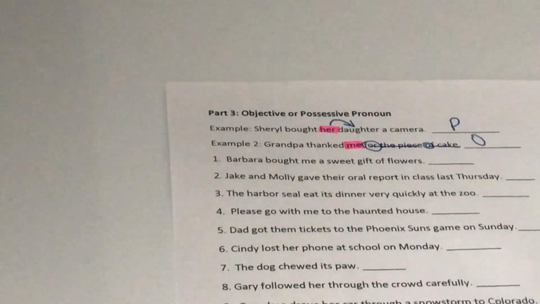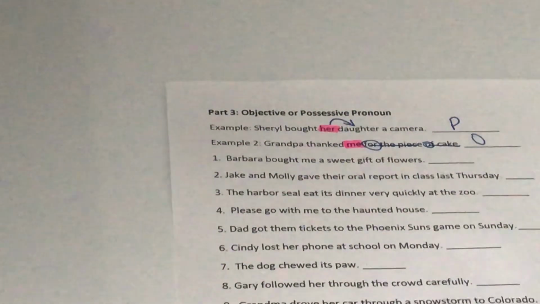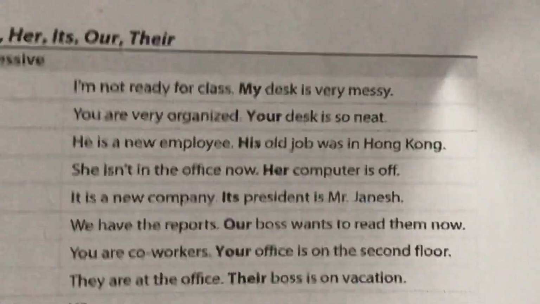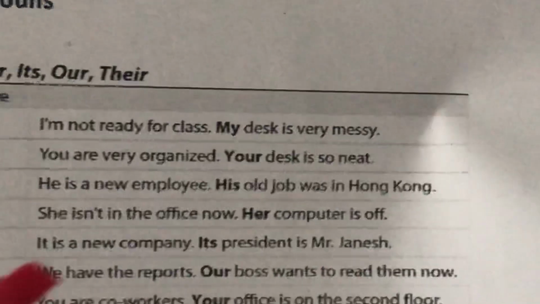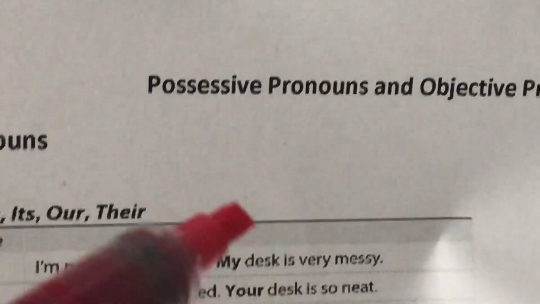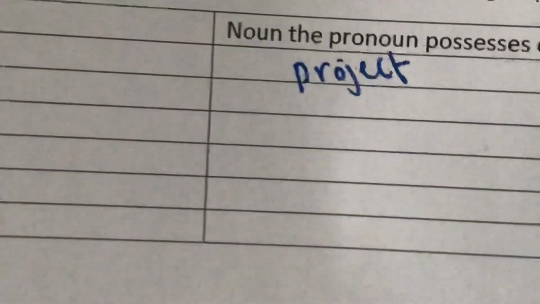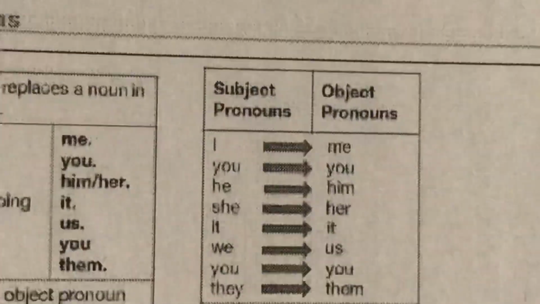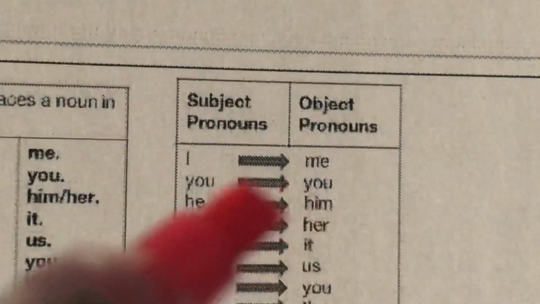Also, if I look back at my possessive pronouns and objective pronouns, me is not a possessive pronoun. My is, but me is actually right here. It's an objective pronoun. So that's another way you can check.